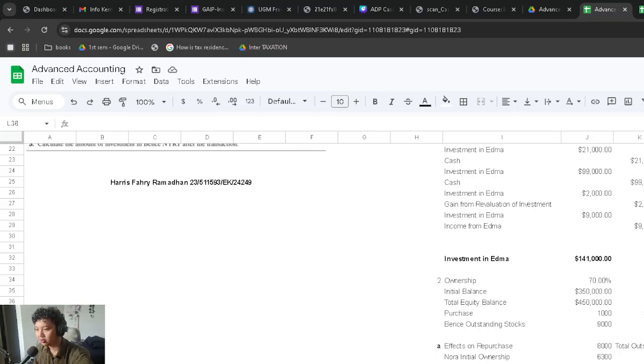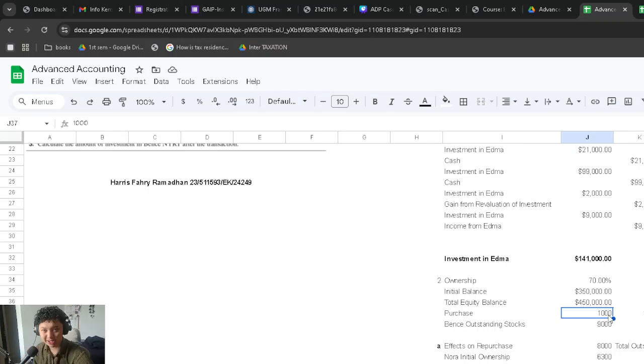So logically, Nora has a stock ownership in the company of 6,300, which I got by multiplying their ownership percentage and the outstanding stocks. 6,300 is worth more when the pool of ownership is smaller, right? The initial pool was 9,000, but then they repurchased 1,000, so the pool gets smaller to 8,000. 6,300 is worth more if the pool is 8,000 compared to 9,000.